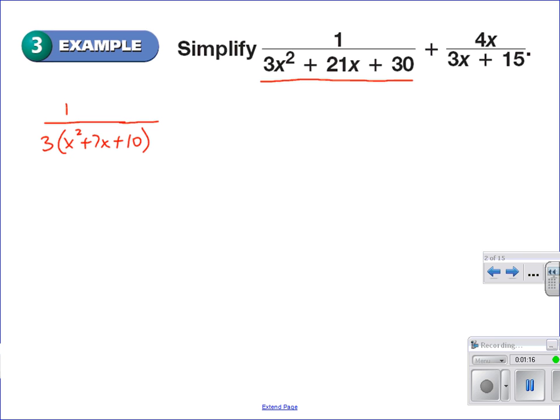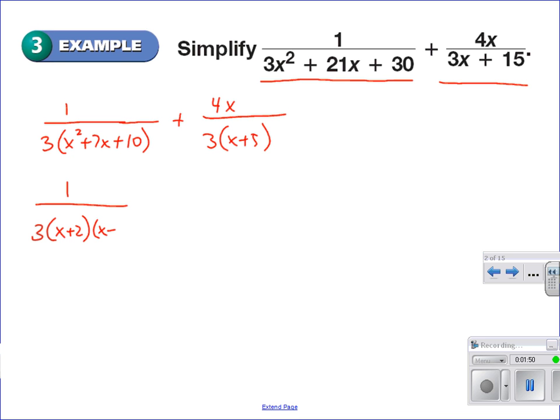And over here, I've got 4x over 3 quantity x plus 5. The first step in all of these is to factor everything out so you can see what all the pieces are in the denominator. It's like a little puzzle. So now this becomes 1 over 3 times, breaks into x plus 2, x plus 5. And over here, nothing changes.